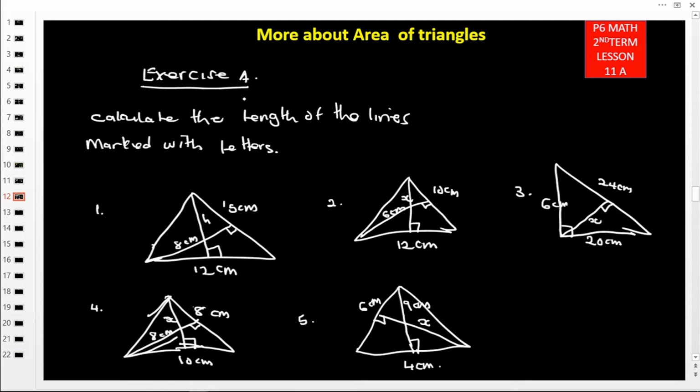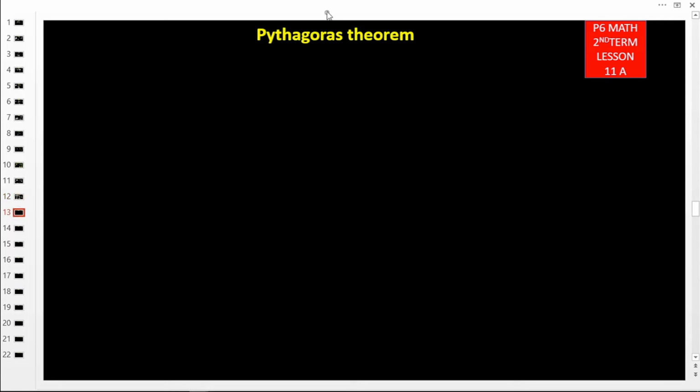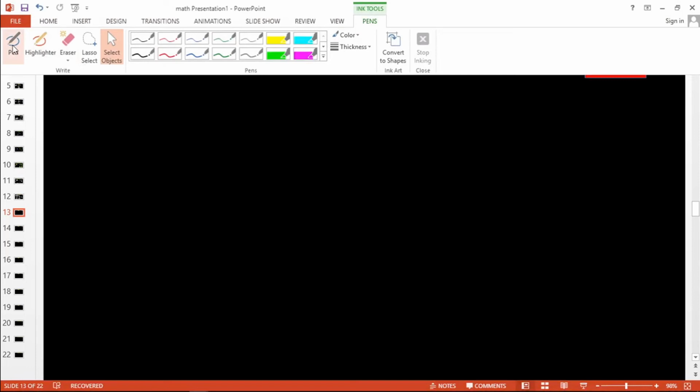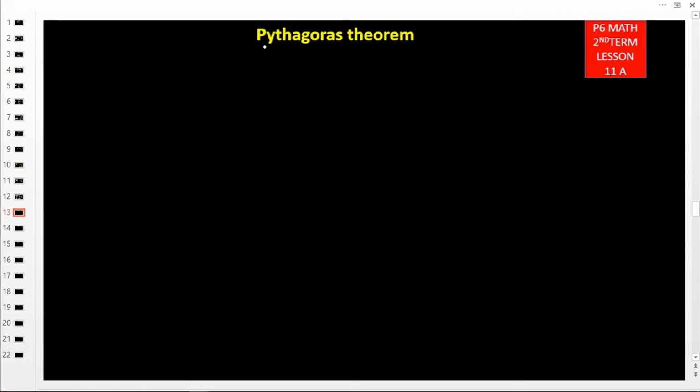This is exercise A, and when you are sending this exercise, you have to show it as exercise A. So now we are still moving on with our triangles, area of triangles. This time we are going to look at what we call Pythagoras theorem.